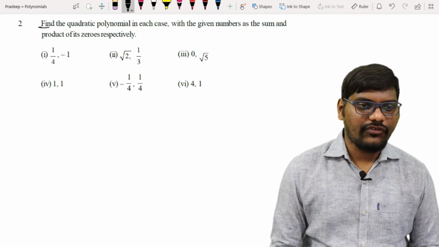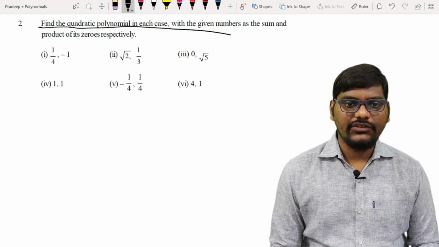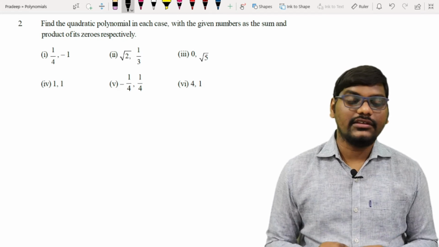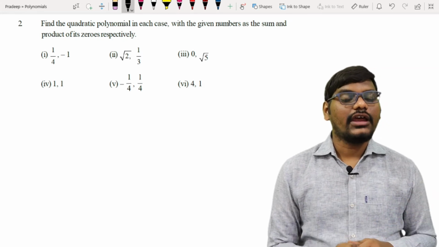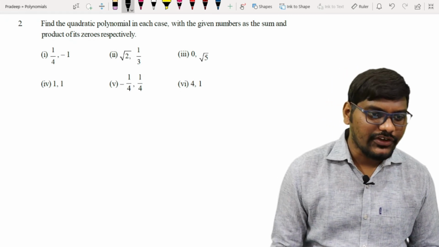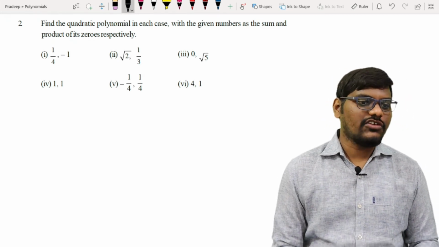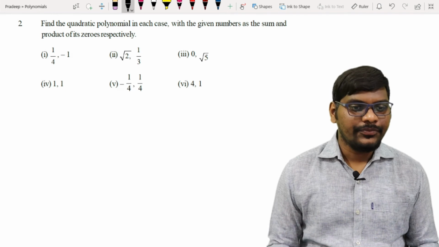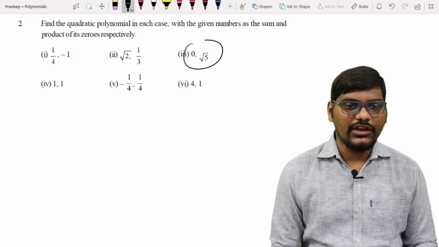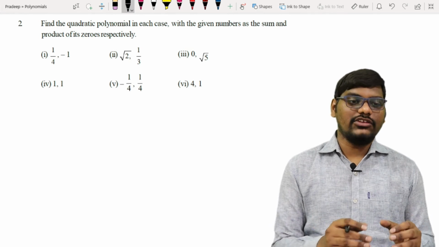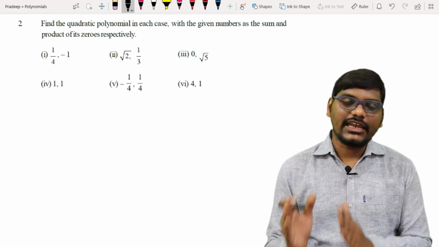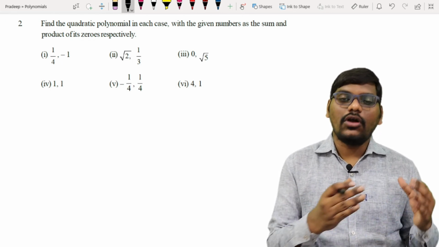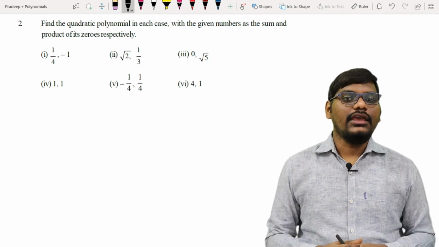So the question says, find the quadratic polynomial in each case with the given numbers as the sum and product of its zeros respectively. So the question is saying they have given the sum of the numbers and also the product of the numbers. So the first number which is given, that is the sum of the zeros of the polynomial, and the second number which is given, that is the product of the zeros. So that was given in each case. They have given two values. So by using these two values we should find out the quadratic polynomial. Okay, so that was the question.